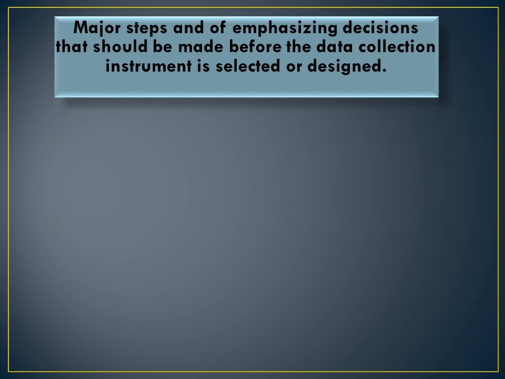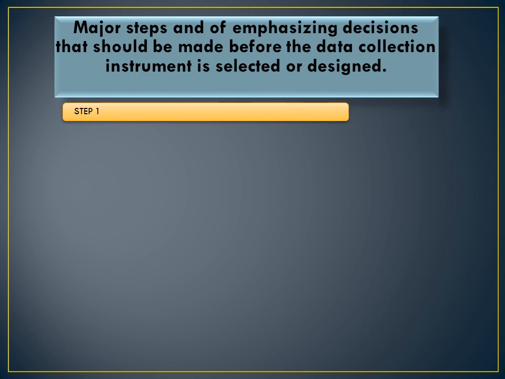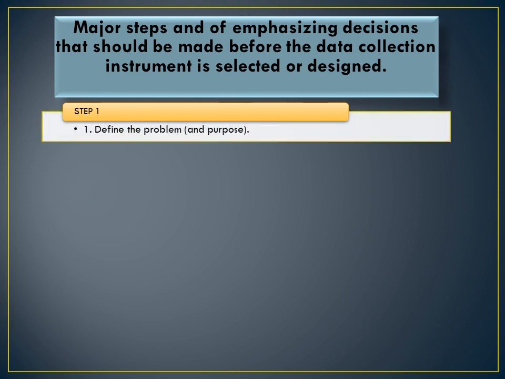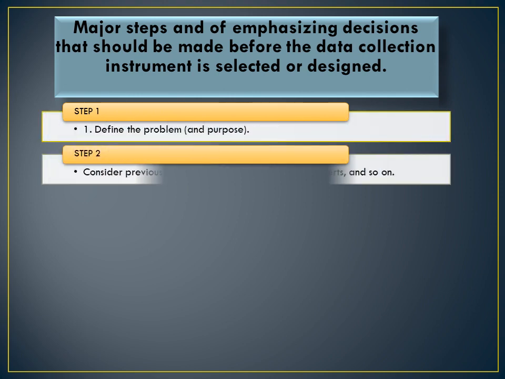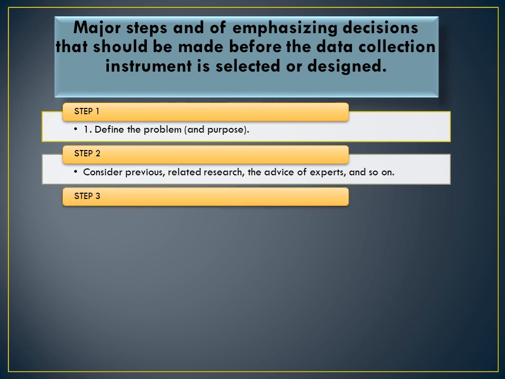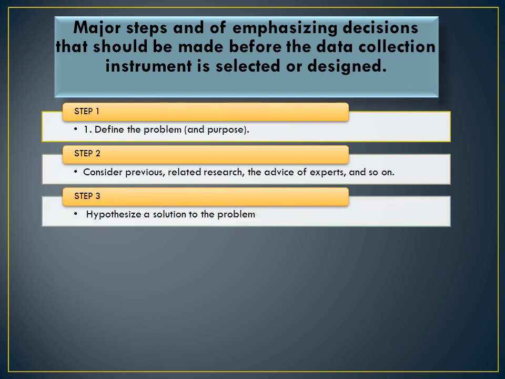Here are the major steps and emphasizing decisions that should be made before the data collection instrument is selected or designed. Step 1. Define the problem and purpose. Step 2. Consider previous related research, the advice of experts, and so on. Step 3. Hypothesize a solution to the problem, or at least identify research questions, the answers to which will shed some light on the problem.